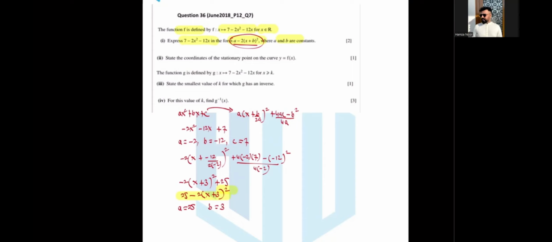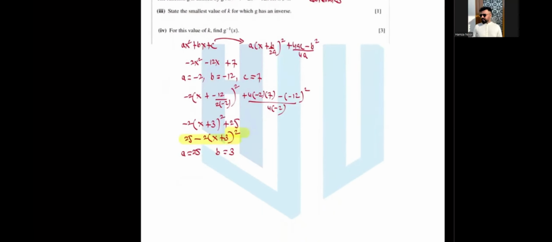So now let's move on to part 2. Part 2 says: state the coordinates of the stationary point on the curve y equals f(x). Meaning the turning point of the quadratic graph. The stationary point of the quadratic graph is the turning point of the quadratic graph, or you can also say the vertex coordinates. These three terms mean the same.